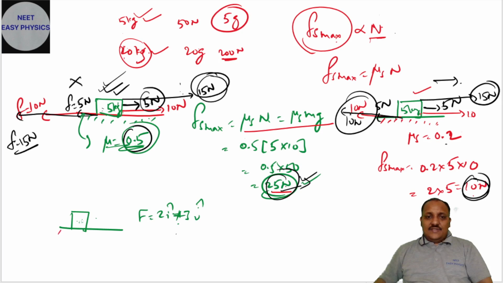Then they will ask what is the frictional force if this object is not moving. Right side 2i cap is acting, and of course 3j cap is acting. If it is not moving, how much frictional force is acting backwards? Frictional force is going to be minus 2i cap. Why? Because it is acting leftwards, and leftwards is represented by minus i cap. If it is at rest, then only you have to take minus 2i cap. Isn't it? Like this also they are going to ask.